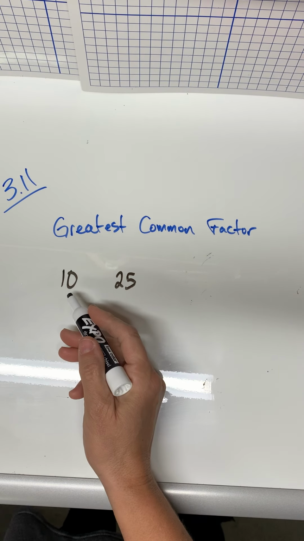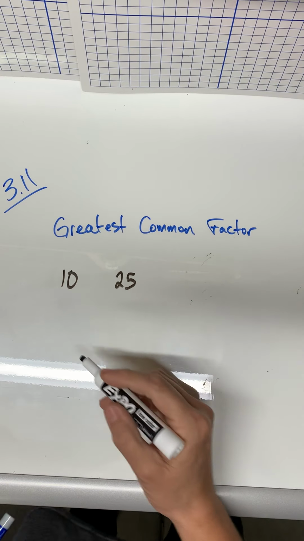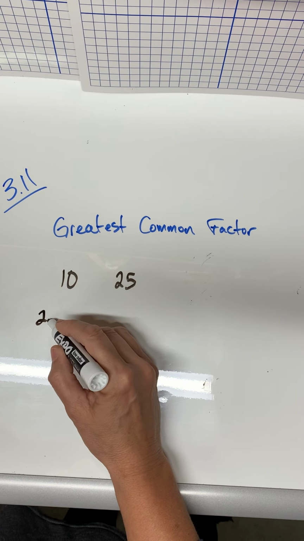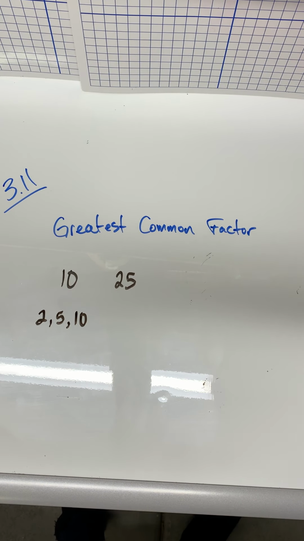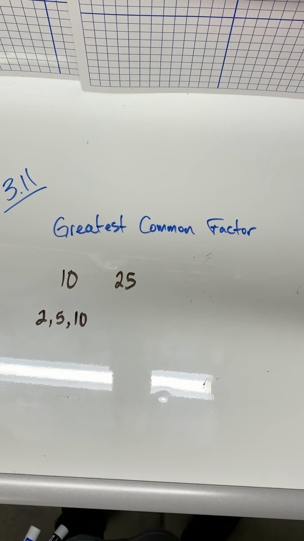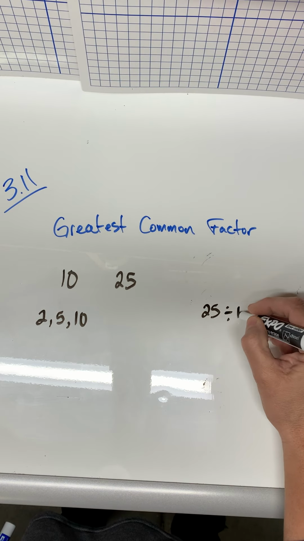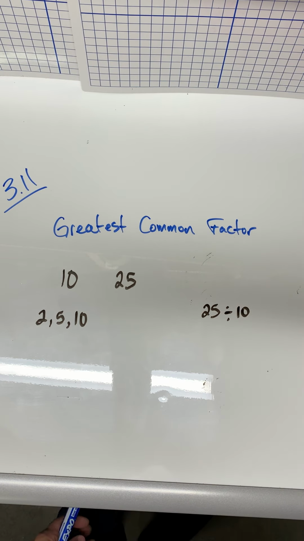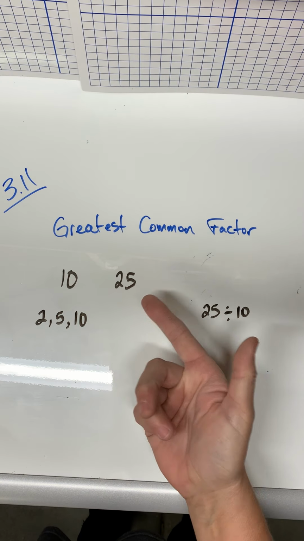So in this case, the factors of 10 would be 1, which I'm not going to worry about for 1. So what else? 2 goes into 10, 5 goes into 10, and of course 10 goes into 10. So those are the factors I'm concerned with. You start with the bigger one and ask yourself, does 10 go into 25 evenly? And the answer is no. If you weren't sure, you could take your calculator and do 25 divided by 10 and see if you get a nice whole number or an integer. In this case, you don't. You'll get a fraction or a decimal. So therefore, 10 is not a factor of 25.